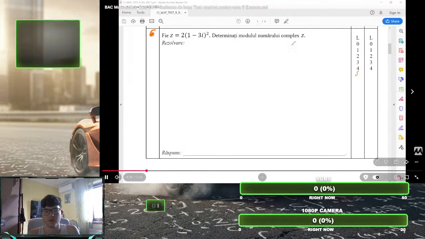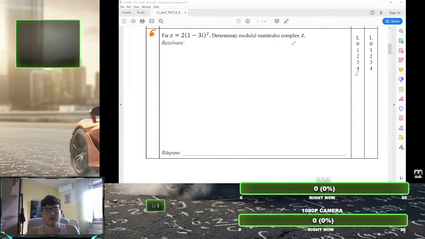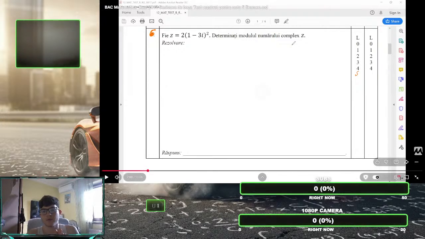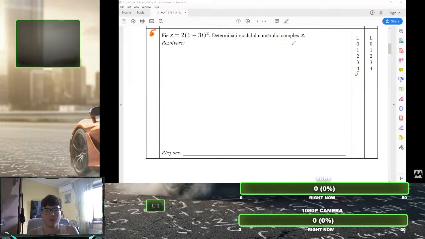Proceeding with the next exercise, we have a z right here, and we have to understand the module of this z number right here. And how is that completed? Well, essentially there's a formula that is square root, and in that square root is a to the second power plus b to the second power. And to do this, you just do that.